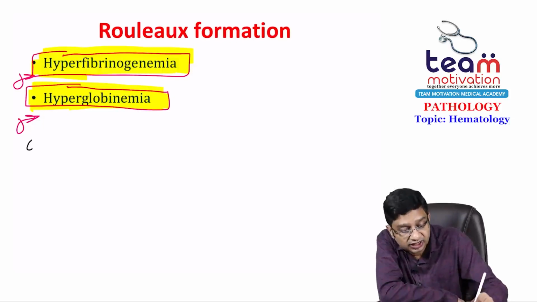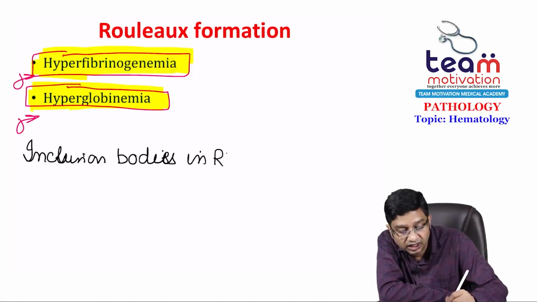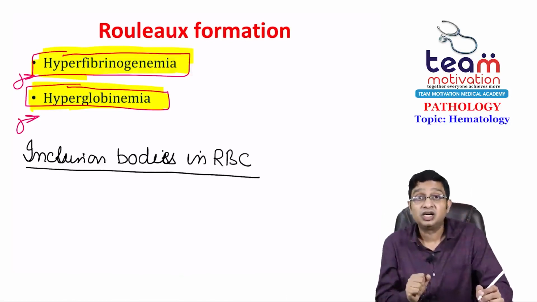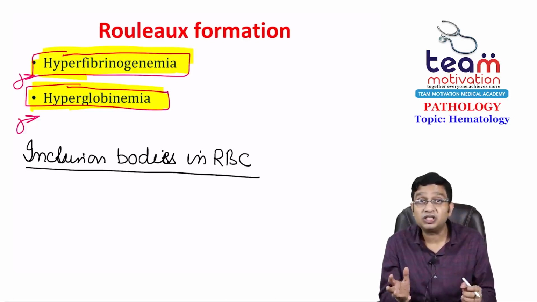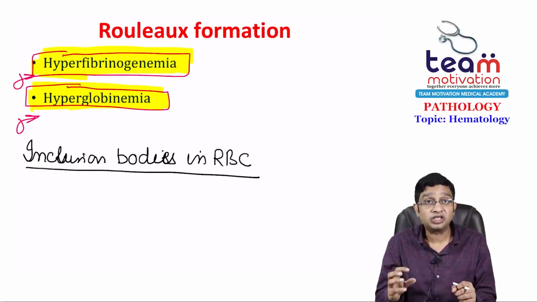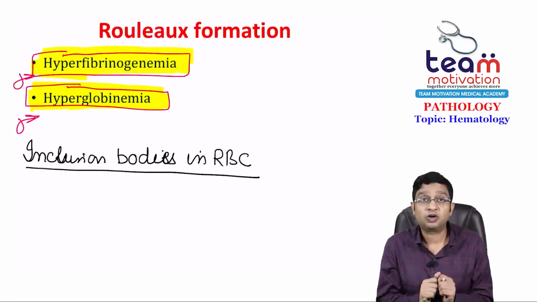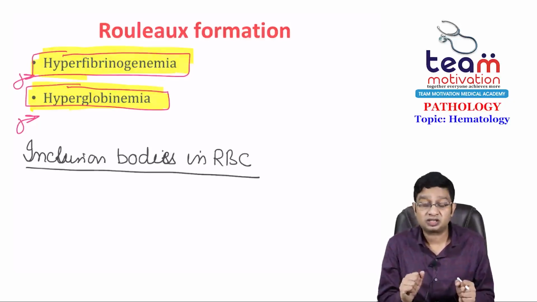Then we will discuss the inclusion bodies in RBCs. When I talk of inclusion bodies in RBCs, I mean the bodies you can see in the RBCs. These can be Heinz bodies, Pappenheimer bodies, Howell-Jolly bodies, and basophilic stippling. These are the four major inclusion bodies that you need to remember, and you need to remember what they are basically formed of.